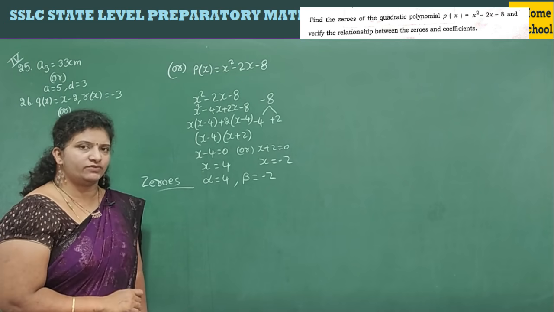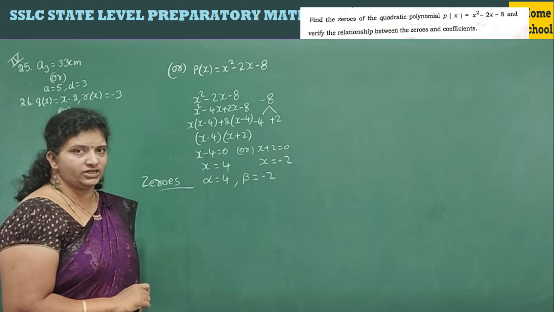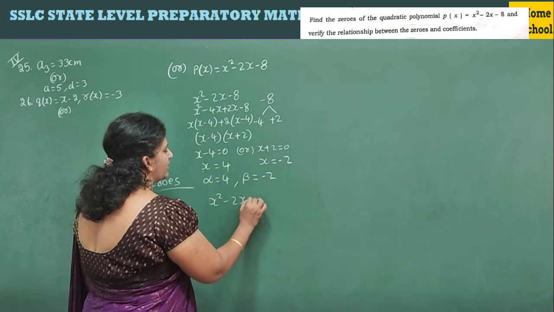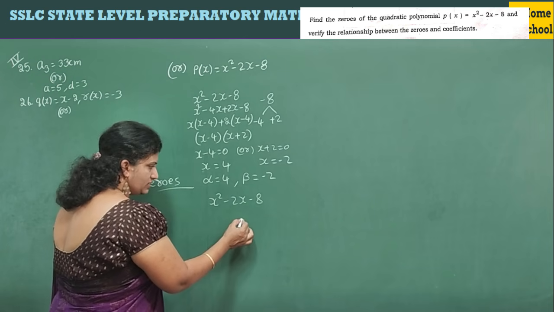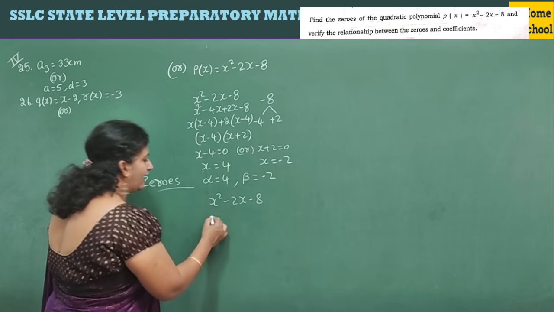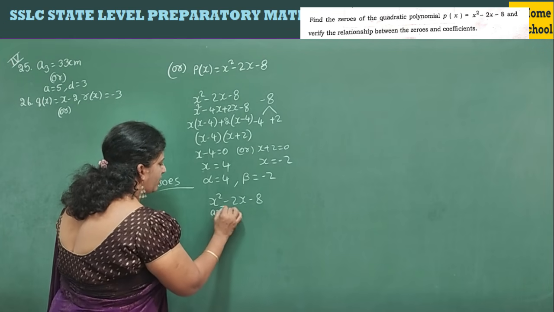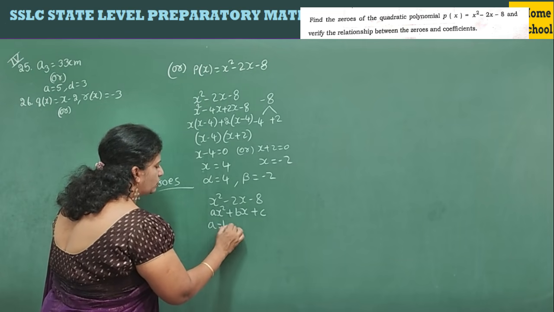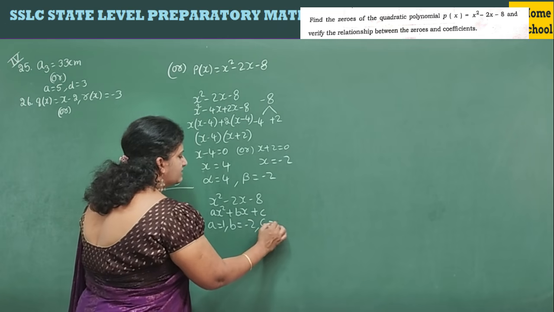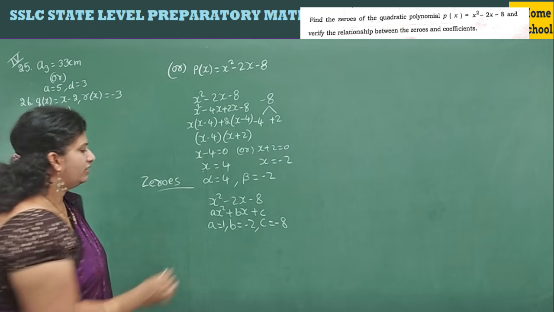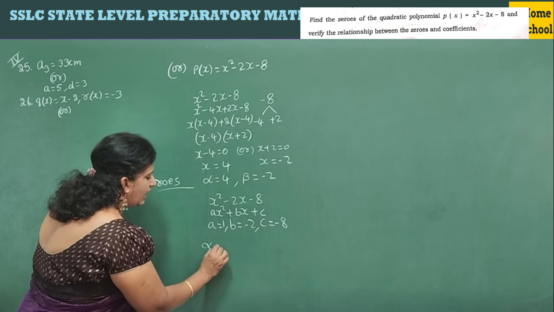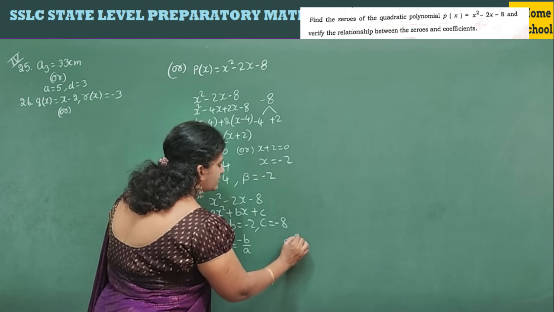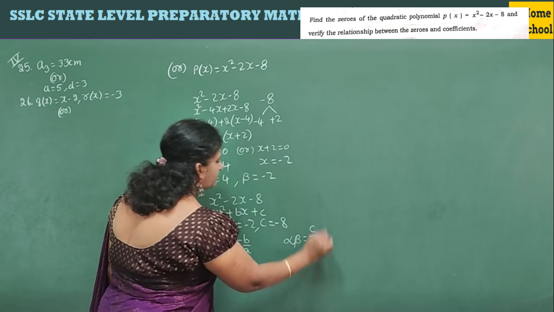And next sub question in it, what is that? Verify the relation. So how can we verify this? Take the polynomial again, x square minus 2x minus 8. By using the standard form of the polynomial, compare the given polynomial ax square plus bx plus c. Compare, a is equal to 1, b is equal to minus 2, c is equal to minus 8. Now, sum of the zeros, alpha plus beta is equal to minus b by a. Product of the zeros, alpha beta is equal to c by a.